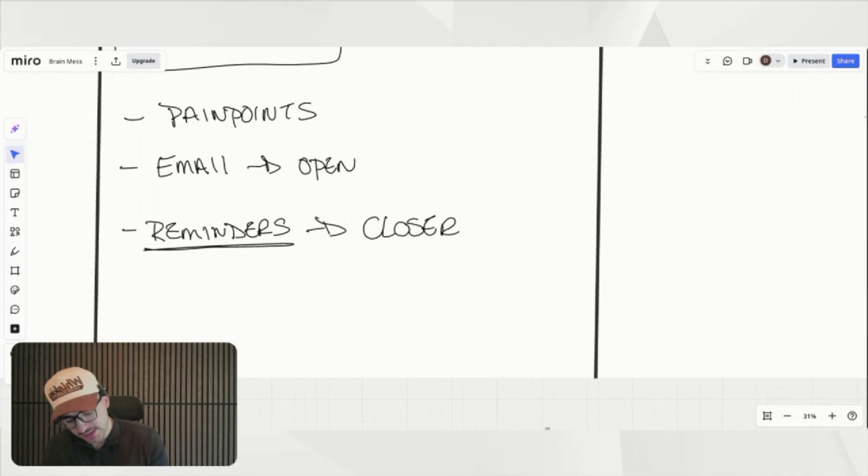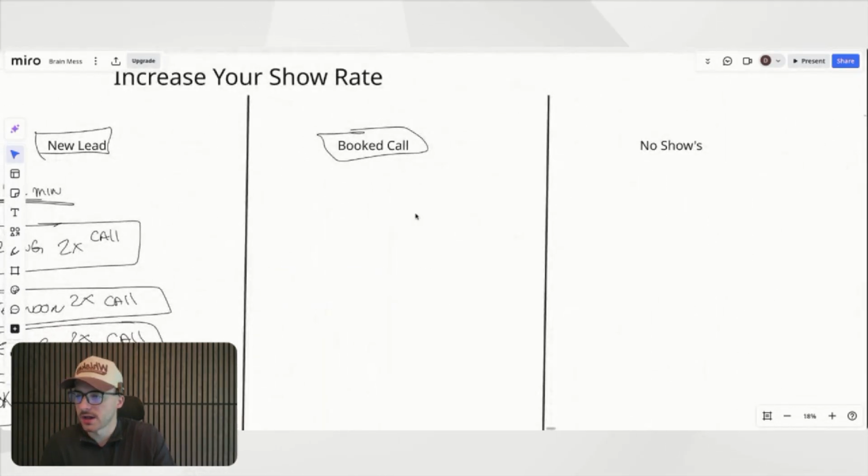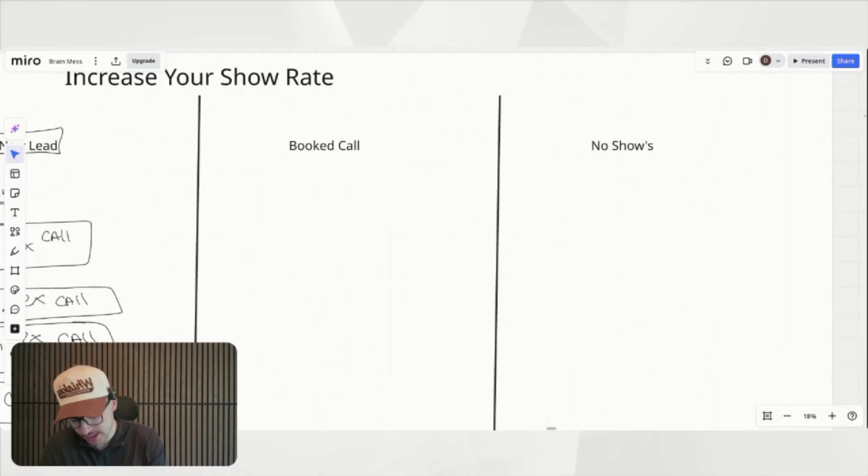Okay. Now, that being said, on to the book call funnel. Let's scroll up here to the book call funnel. Now, the book call funnel is one of my favorites. I actually only operate in the book call funnel these days because I don't like to talk to people who don't have high intent. So how do I do that?